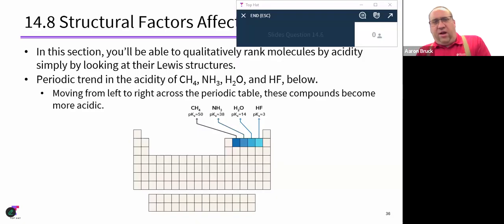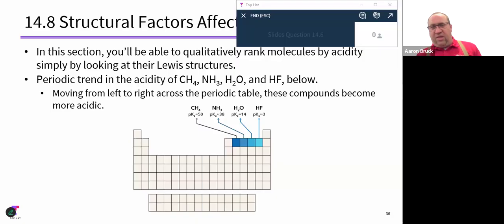So one thing that we can pull on first, we can see that there is a trend in acidity as we go from left to right on the table. If I'm looking at hydrides, carbon hydride or methane has a pKa of around 50. Ammonia, NH3, which is a known base, has a pKa of around 38. Water, which we consider to be acidically neutral, has a pKa of 14. And hydrofluoric acid, HF, has a pKa of 3.